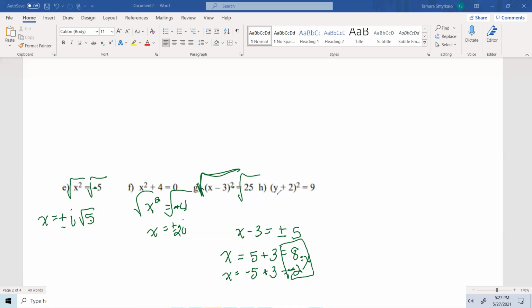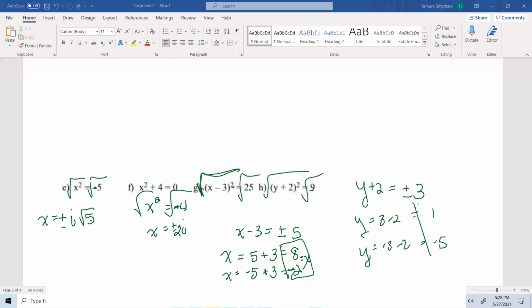And last one, square root both sides. You'll have y plus 2 equals plus or minus 3, because the square root of 9 is 3. So that means you have y is 3 minus 2, and y is negative 3 minus 2. So that is 1 and negative 5.